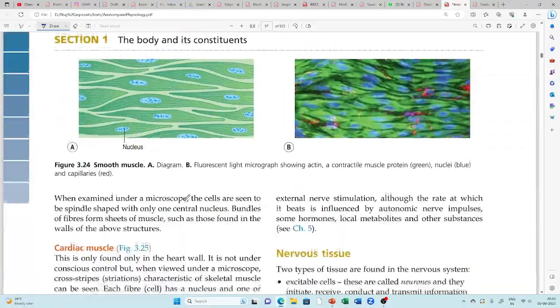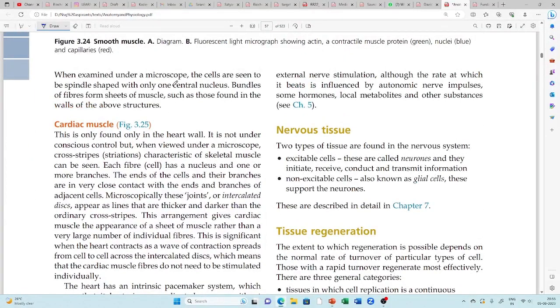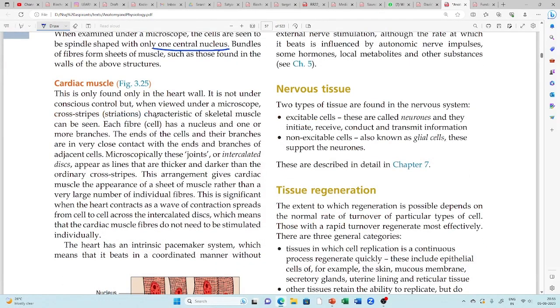organs. One more thing, it has one central nucleus, whereas skeletal muscles have many nuclei, but smooth muscle has one central nucleus. Next, the third type of muscle is cardiac muscle.